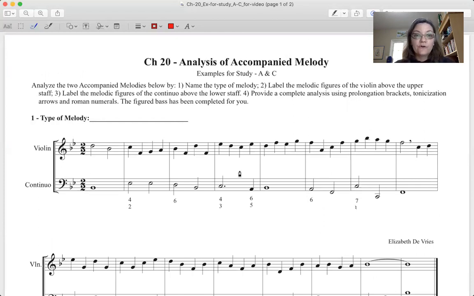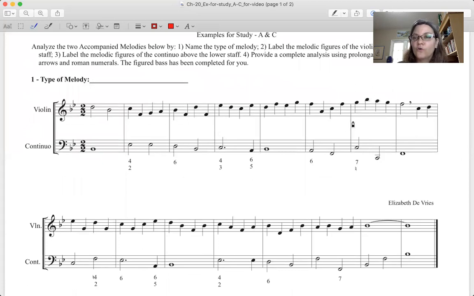Okay, so how do you start? First thing you need to do is name the type of melody. So there are 2 types of melody that you should have read about in chapter 20, and there is a melody expressing harmony and then a melody decorating harmony. Okay, and the basic thing you need to know between the 2 of them is the melody expressing harmony, you will mostly have all quarter notes in the top.